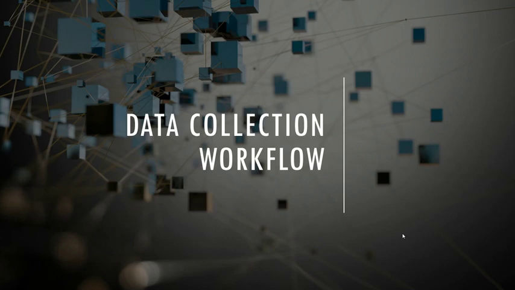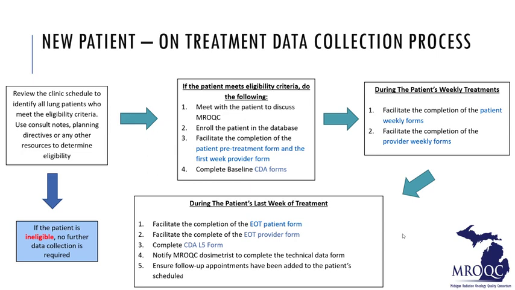Next, I'll outline a possible data collection workflow for you to follow. So let's look at new patients. Each week, you will review your clinic schedule to identify all lung patients who meet eligibility criteria. To do this, you will use console notes, planning directives, or any other resources you have to determine eligibility. If a patient is not eligible for the lung project, there's nothing else to do with that case.